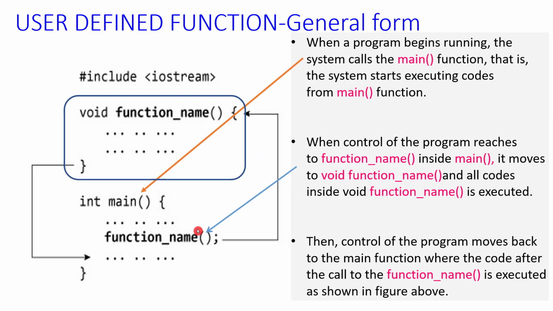After integer main, when this function name comes, the control will go to the sub function. Then the value will return to the main function. So it happens.